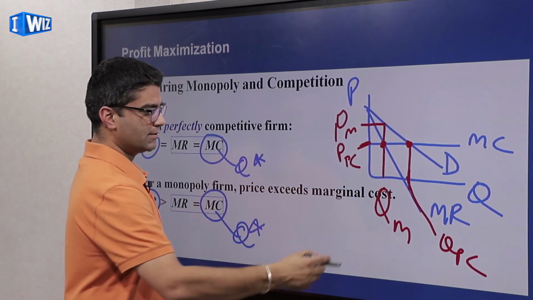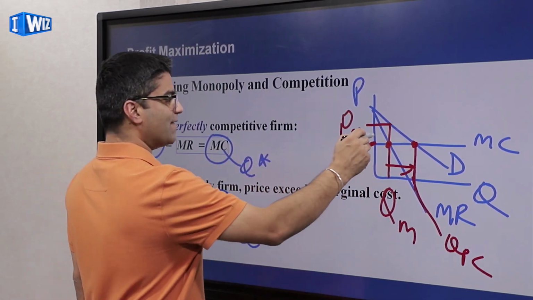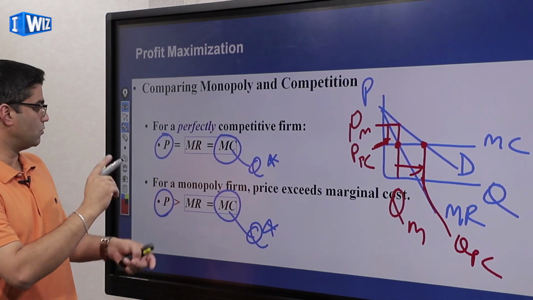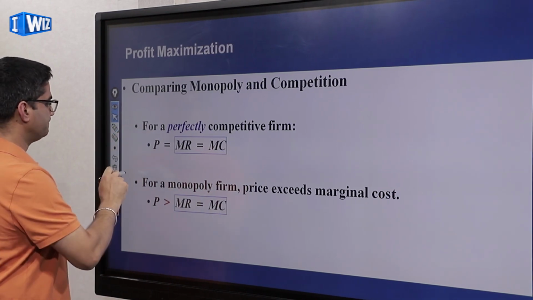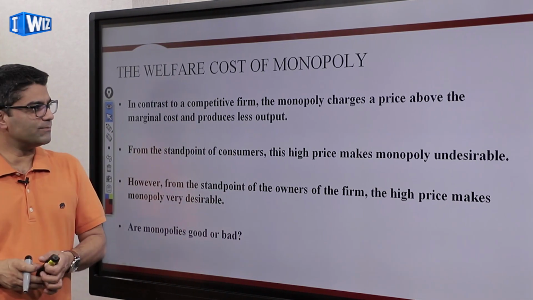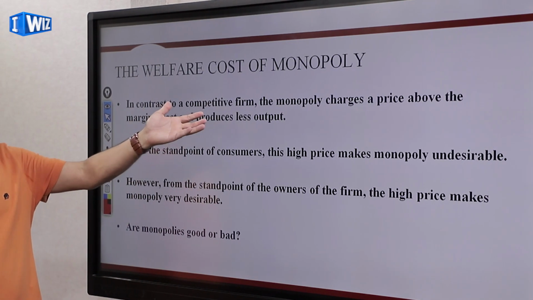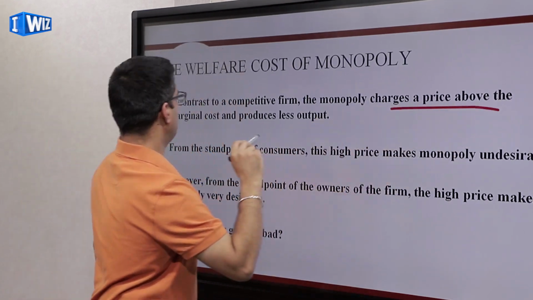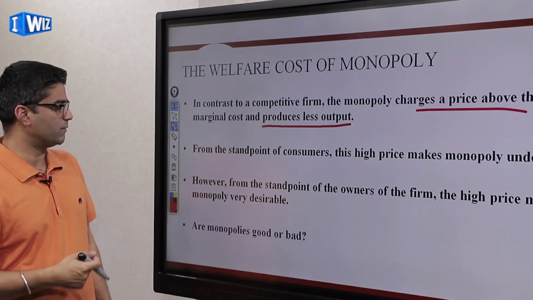So you can see that a perfectly competitive market as a whole produces more than one monopolist, and they charge a price that's below what a monopolist charges as well. If you understood the last two chapters, that should be nothing new. So I'm just concluding what I talked about in the previous slide. In contrast to a competitive firm, the monopolist charges a price that's higher and produces a quantity that's lower in relation to what a perfectly competitive firm charges.